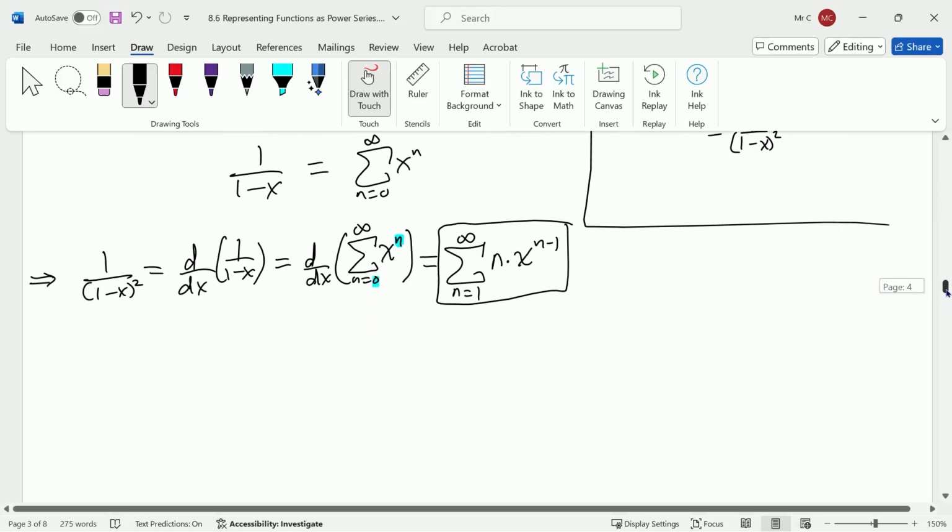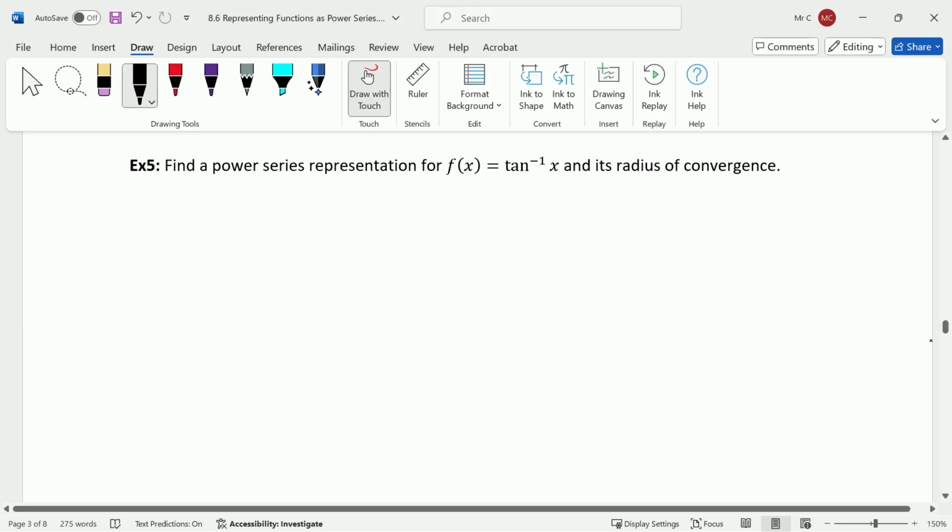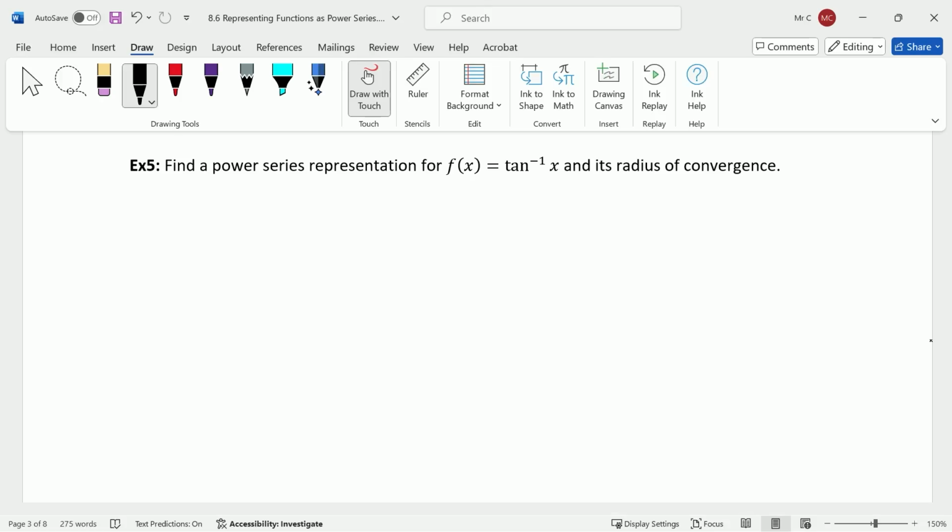All right, let's take a look at another example. Find a power series representation for f of x equal to tangent inverse of x and its radius of convergence. Okay, well, I look at this one and I go, what do I know about antiderivatives and derivatives for tangent inverse? Well, I know the derivative of tangent inverse of x is 1 over 1 plus x squared.